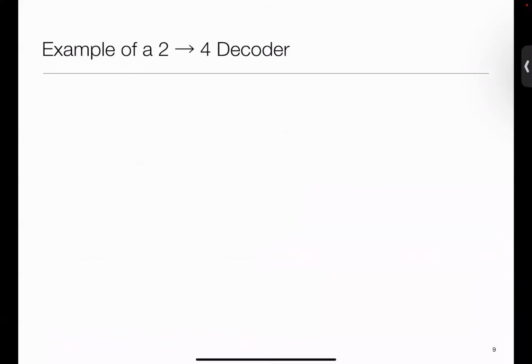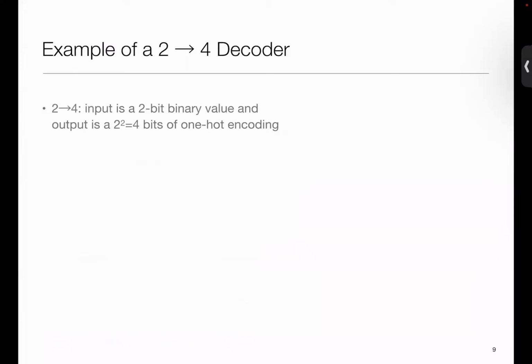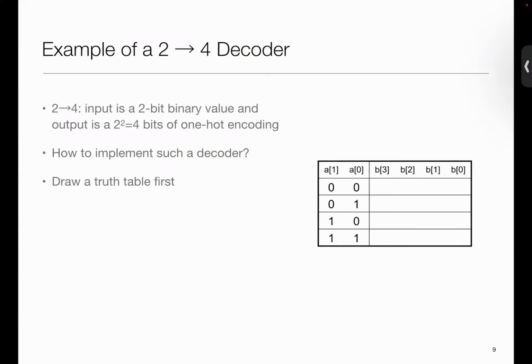Okay, so that's what we want. Let's take a specific example. This one was abstract. So let's say I'm trying to create a 2 to 4 decoder. A 2 to 4 decoder will take a 2-bit binary value, and it will output a 4-bit one-hot encoding, right? Because 2 bits on the input can represent 4 things. So I need a one-hot encoding of 4. So how do we implement such a system? And then we'll show that if you can implement something like this in the general case, then I can use that as a building block.